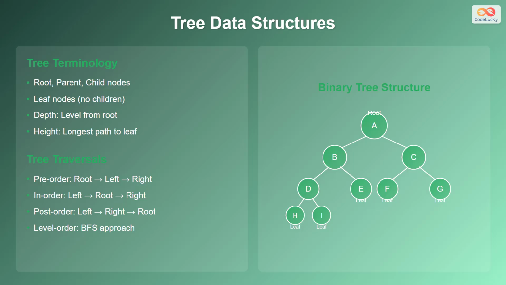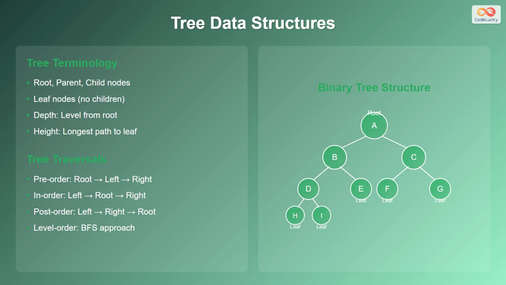Let's take a look at tree data structures. First, let's explore the terminology used in trees. A tree consists of root, parent, and child nodes. Leaf nodes are the nodes that have no children. The depth of a node is its level from the root, where the root is at level 0. Height is the longest path from a node to a leaf node. Traversing a tree involves visiting each node in a specific order.